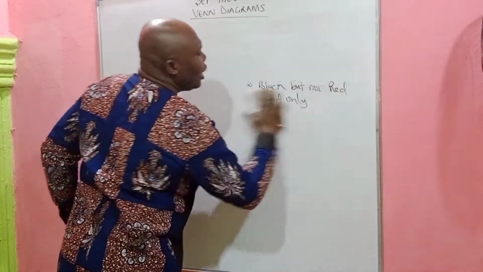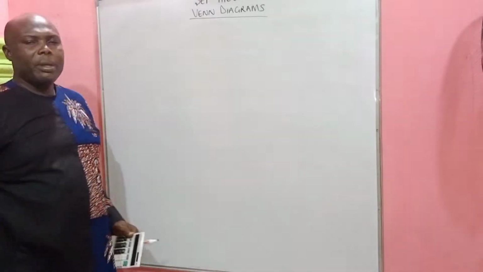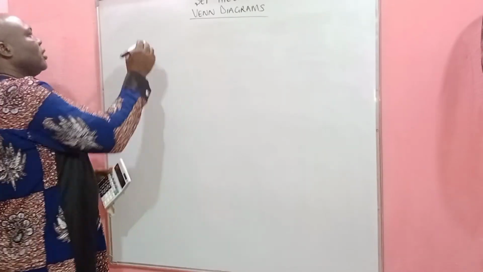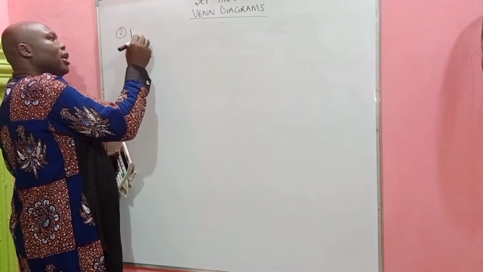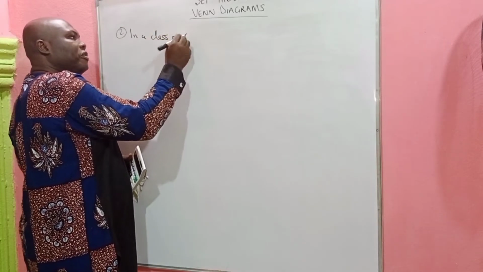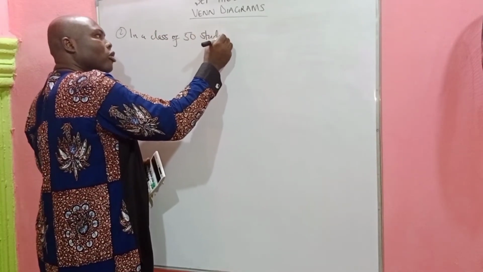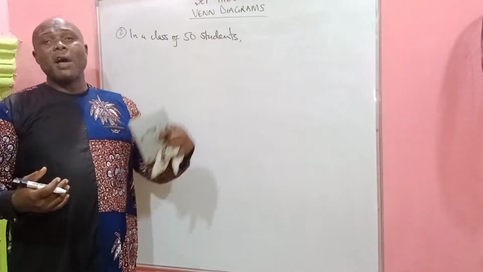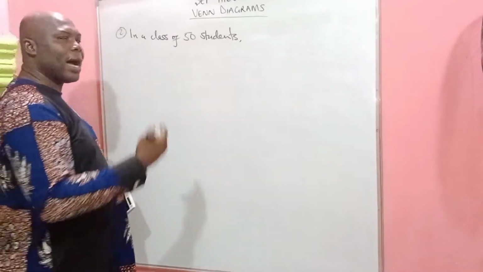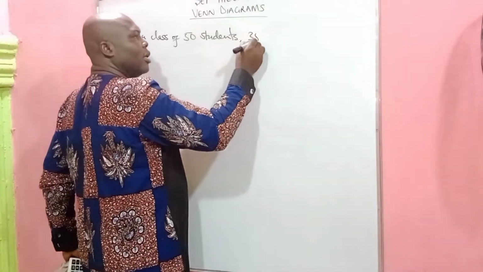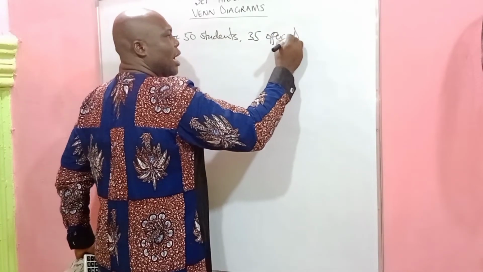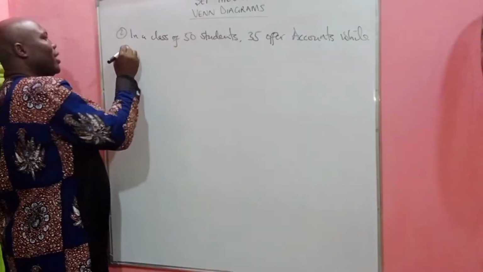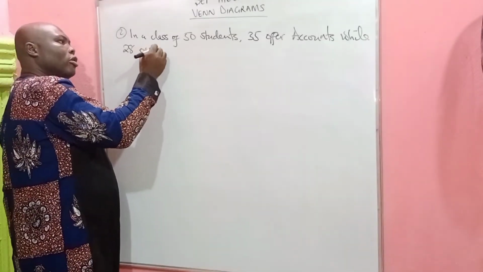All right, a question might be given. Maybe they say that in a class of 50 students, let me write it out too, in a class of 50 students, maybe 35 offer accounting, and then maybe 28 offer biology.